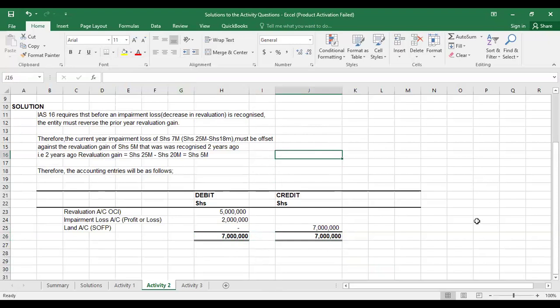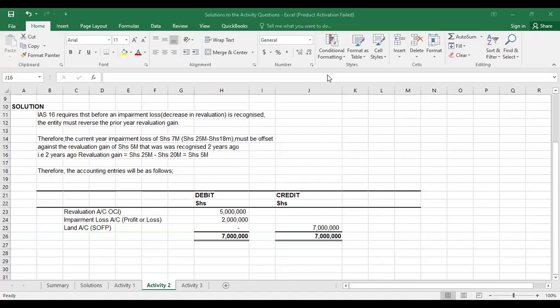So that is the solution to our activity 2. Are we done copying? All right. Okay. So let's quickly go through the remaining parts. Look at other scenarios.